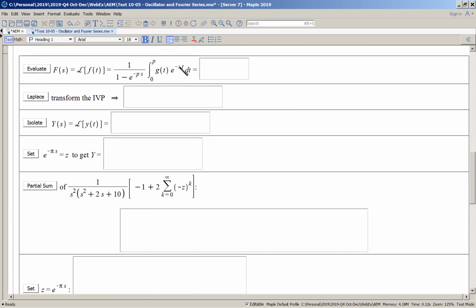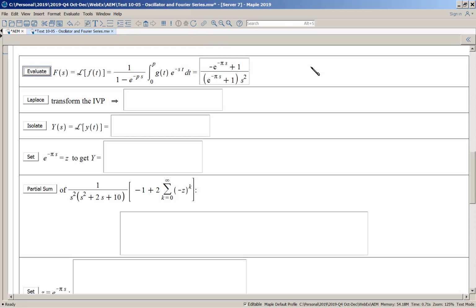I need to obtain the Laplace transform of the driving term, but it's a periodic extension of g, so I can make use of this formula for obtaining the transform of a periodic function by integrating over one period and then compensating by multiplying by this factor. And if you look real carefully, this is the sum of a geometric series, and that's really what happens when you write out the integral. Okay, so let's obtain that transform.